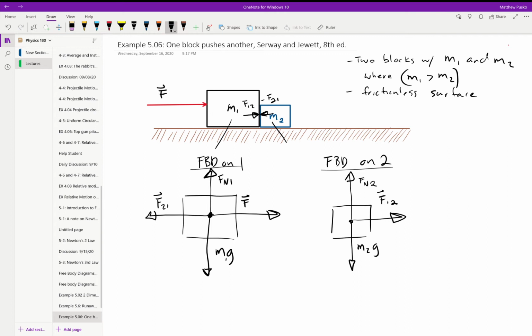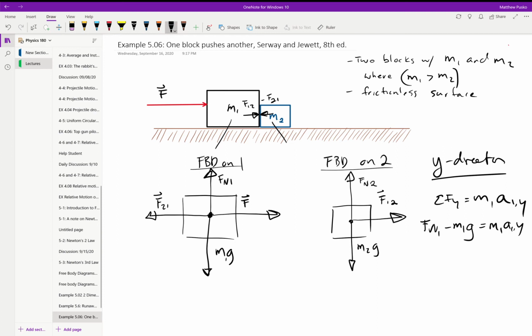There's nothing but a normal force and a weight pointed down, so all we can gain from looking in the y direction would be summing the forces in the y. Let's just choose mass 1 for an example. Mass 1 times the acceleration of 1 in the y direction equals a normal force on 1 pointed up, minus m1g pointed down, and this m1 times the acceleration in the y direction goes to 0. All we find out is that the normal force is equal to the weight.